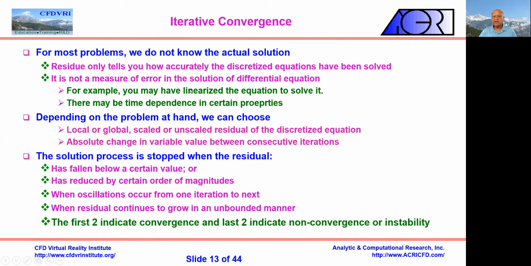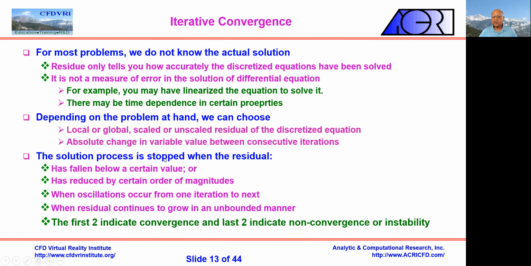For example, you may have linearized the equation. There may be time dependence in certain properties. There could be other reasons: truncation, round off, all those are there, right? So you can seldom say with confidence that this is the solution to the actual differential equation. It's not. But to test convergence, we choose a local or a global, scaled or unscaled residue of the discretized equations, okay? Or we can change the absolute range of values and all those things that we talked about.